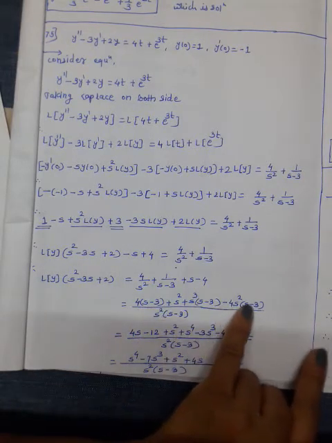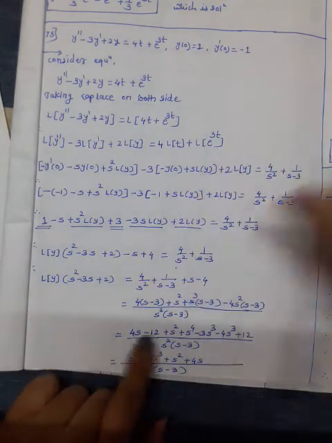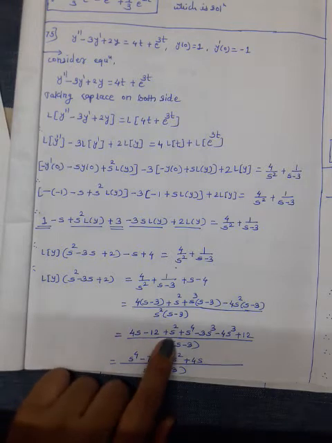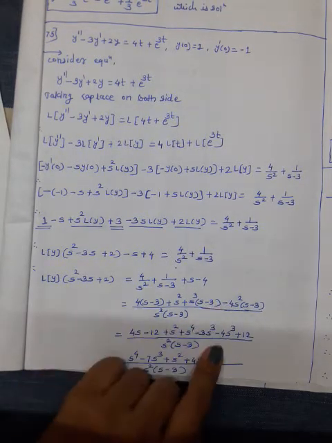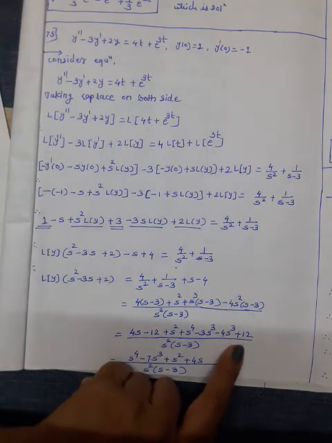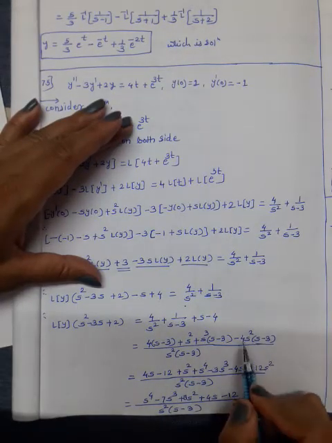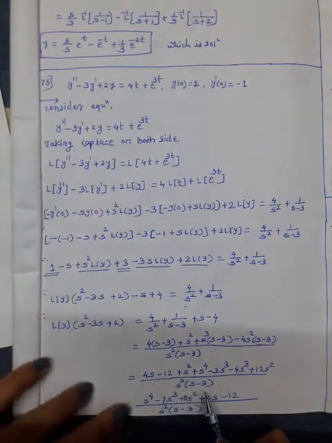Now simplify the above numerator, we get 4s minus 12 plus s square plus s raised to 4 minus 3s cube minus 4s cube plus 12s square. Numerator is s square into (s minus 3).